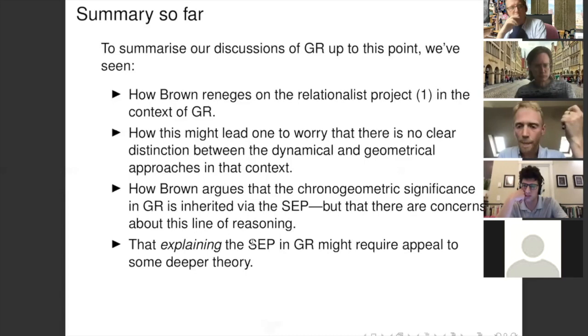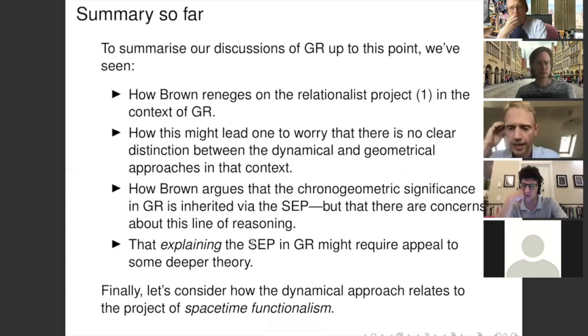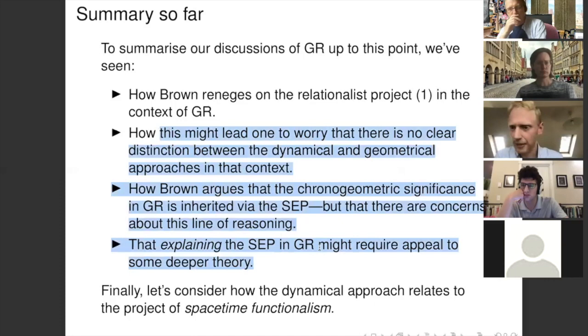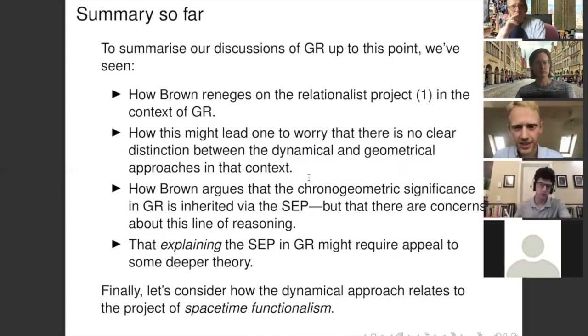We've seen that explaining the strong equivalence principle might require appeal to some deeper theory. The last thing that I want to talk about today is how Brown's views overlap with the views of his previous student, math professor in London, Eleanor Knox, her views being space-time functionalism. But I'll pause for discussion here, especially as this last topic is a little bit different. So does anyone have any questions about these points?